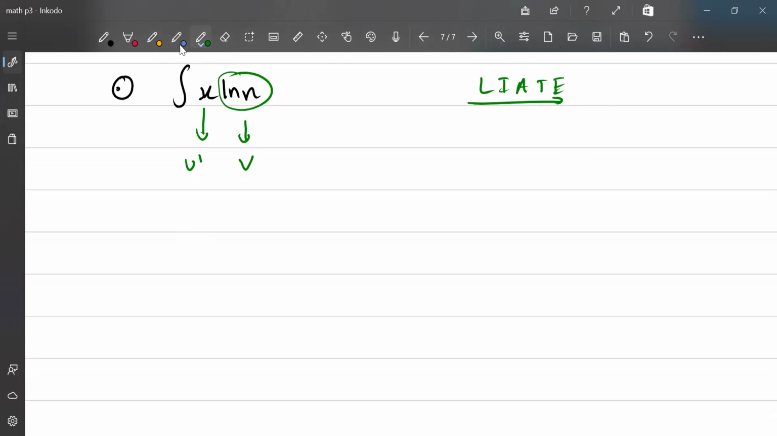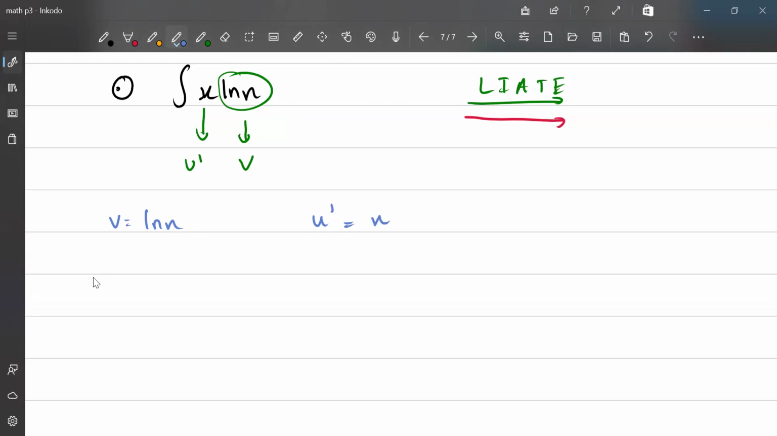The first, I'm going to say it again, the first function coming in this order, right? Whenever you see two functions being multiplied, such as in this case, the first term in this particular order of LIATE, in this case logarithms, will always be v. And the term coming afterwards, in this case the algebraic function, would be u dash. I hope we are clear on that. All right. So now just simply write it here. So v is ln x and u dash is x.